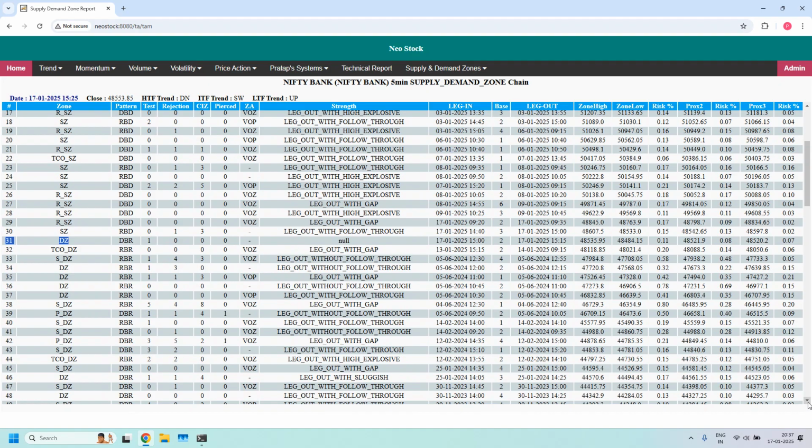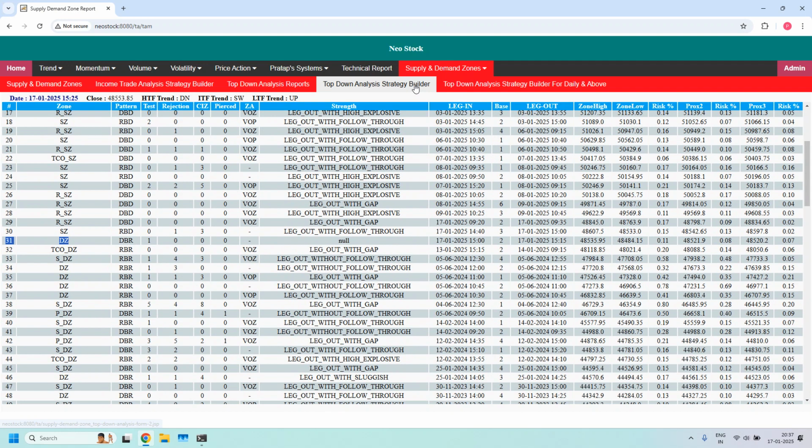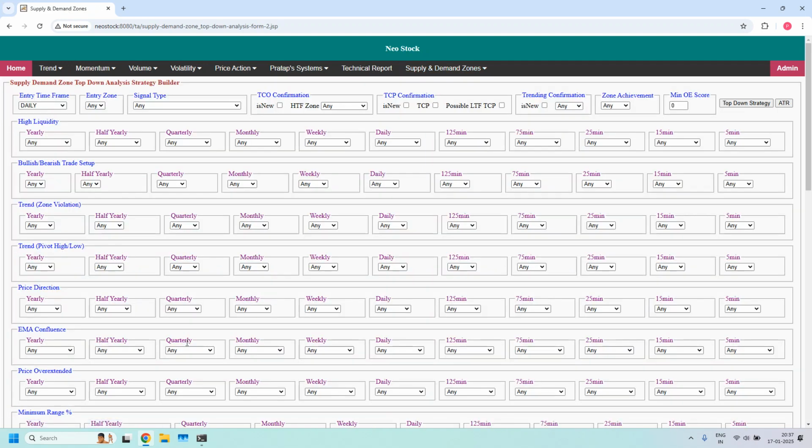So with this we have completed Bank Nifty supply demand zone chain. The next set of reports are about bullish and bearish trade setups for monthly, weekly and daily income trades. First let us start with bullish trade setup for monthly income trade. Entry time frame daily, entry zone demand zone. In bullish or bearish trade setup at entry time frame daily, I am selecting bullish.